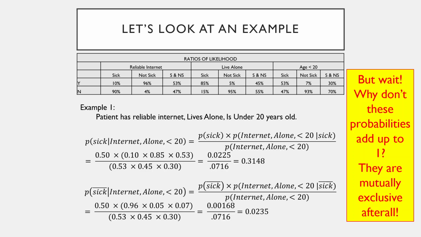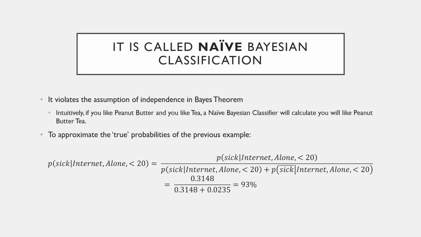But Bayes' rule, you may recall, is predicated on the presumption of independence. And this is why we call it naive Bayesian classification. It violates the assumption of independence in Bayes' theorem. So here's another way to describe this idea of independence. If you like peanut butter and you like tea, then a naive Bayesian classifier will calculate that you will probably like peanut butter tea. And we all know that, well, most tea drinkers would not like that at all.